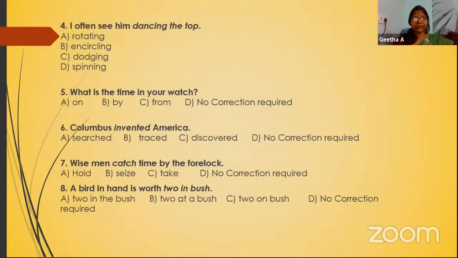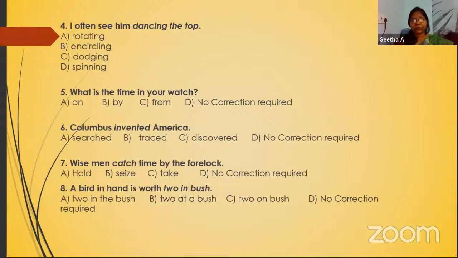So the next one goes like this. I often see him dancing the top. The options are rotating, encircling, dodging, spinning. What is the time in your watch? On, by, from. So what should be the answer there? And Columbus invented America is given. So searched, traced, discovered. Wise men catch time by the forelock. So hold, seize, take. The italicised one which is given has to be changed.